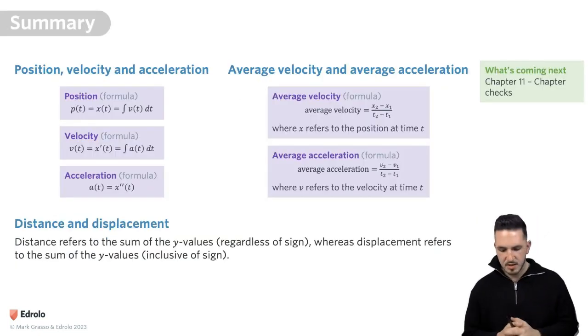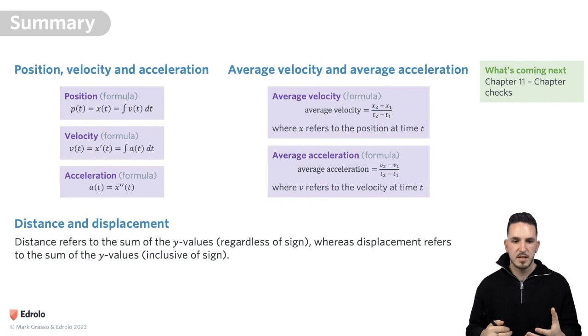So in summary, position, velocity, and acceleration. To move from position, we differentiate to get the velocity, then we differentiate that to get the acceleration. Then to go from acceleration to velocity, we integrate once, and then to go from velocity to position, we integrate again. Average velocity and average acceleration: the average velocity essentially is your change in position with respect to time, and your average acceleration is your change in velocity with respect to time.